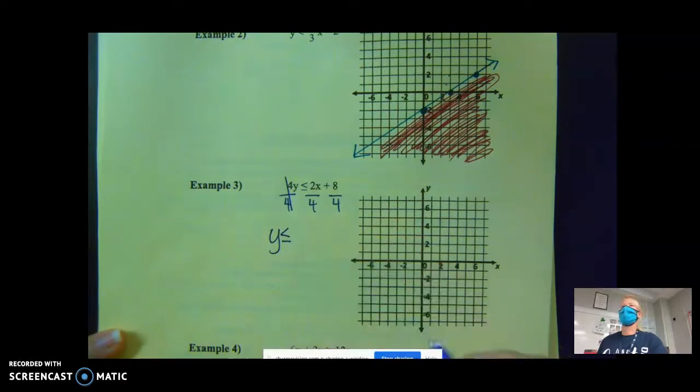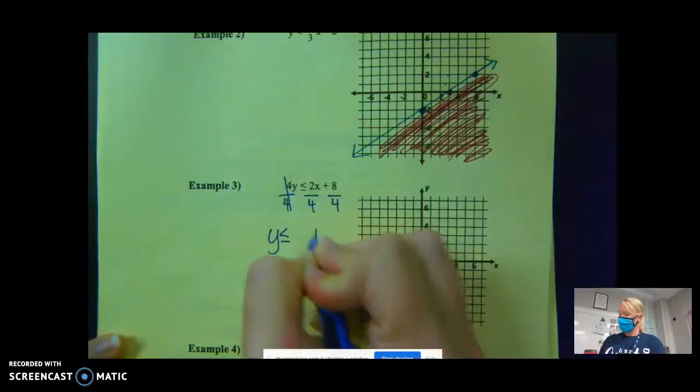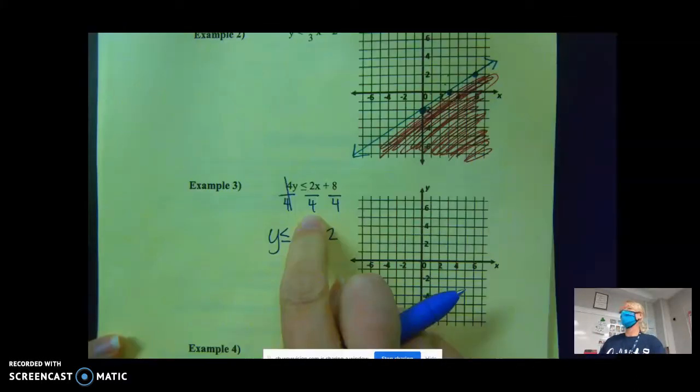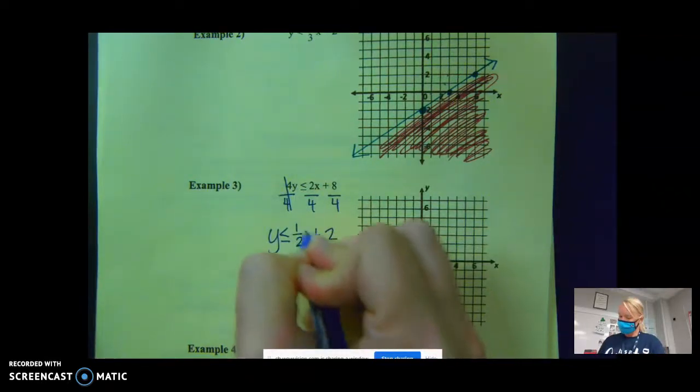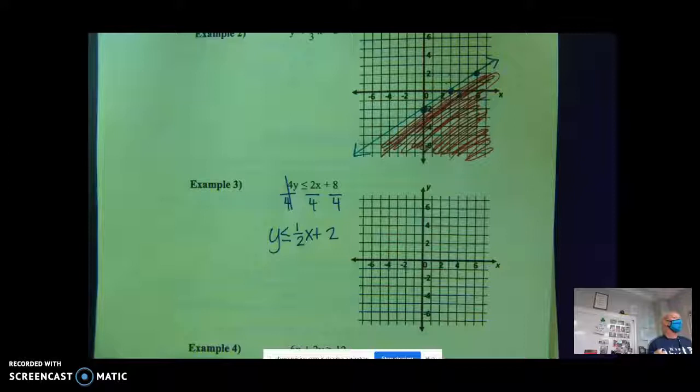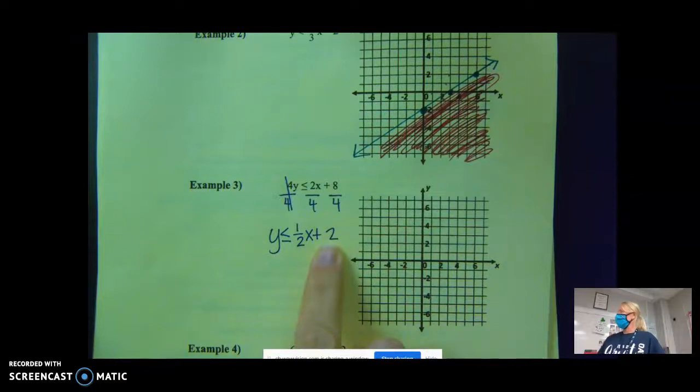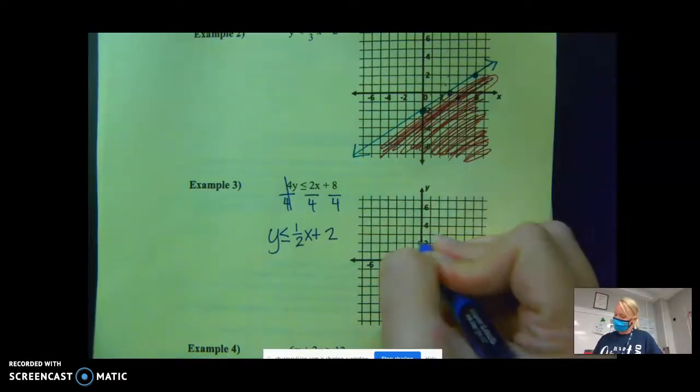Taylor, what am I left with then? Y is less than or equal to, it is plus 2, but we want to do 2 divided by 4. What is 2 divided by 4? Yeah. 1/2 x. So that's a fraction, guys. 2 over 4 is a fraction. We just reduce it down to 1/2. So AJ, what is my y-intercept here? Is this a positive or negative right here? So it would be a positive 2.